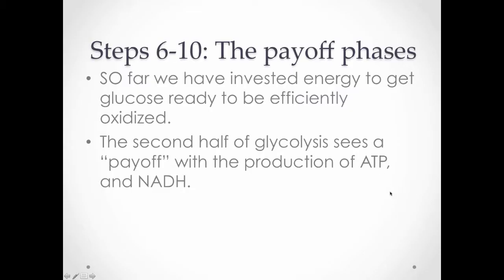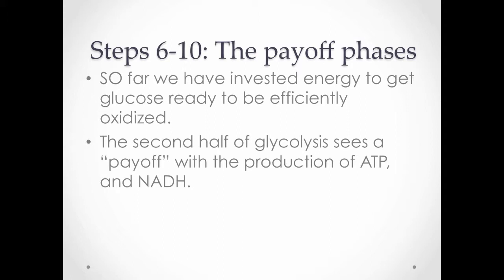So, moving on. Steps 6 to 10 are the payoff phases of glycolysis. So far, by the end of step 5, we've invested 2 molecules of ATP. So we've put energy in, but we haven't gotten any energy out. So steps 6 to 10 are the phases where we start to see some energy yield. And you'll see that fairly consistently in the next set of reactions and in photosynthesis as well. You have to invest some energy to get something that's a good energy producing compound.